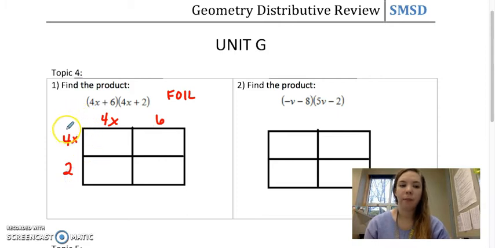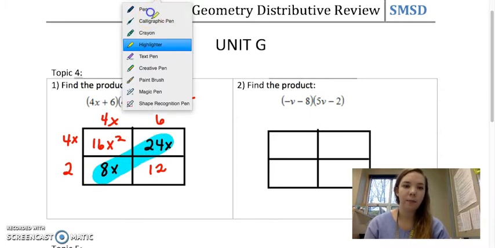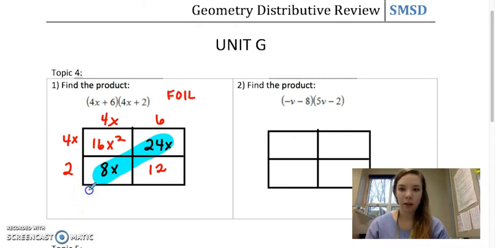you're going to multiply. So 4x times 4x is 16x squared. 4x times 6 is 24x. 4x times 2 is 8x. And 2 times 6 is 12. Okay, what's nice about the box method, now you can combine your like terms diagonally. So my final answer would be 16x squared plus 32x plus 12.